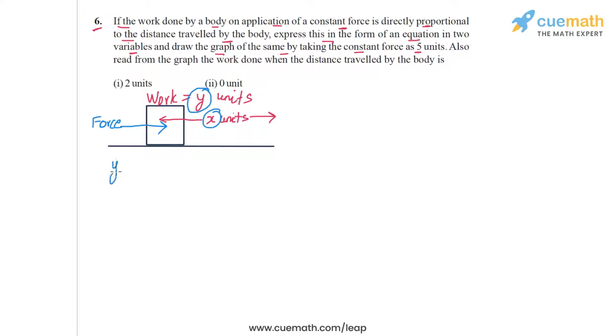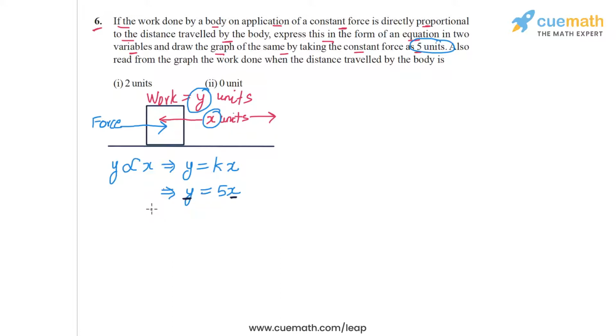So y is proportional to x, or y will be equal to some constant of proportionality k into x. And we're also told to take this constant as 5 units. Hence we can write the relationship between y and x as y equal to 5x, where y is the work done and x is the distance moved. So this is the equation in two variables relating the work done and the distance traveled, y equal to 5x.